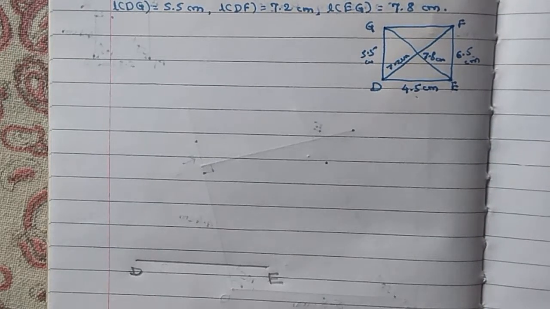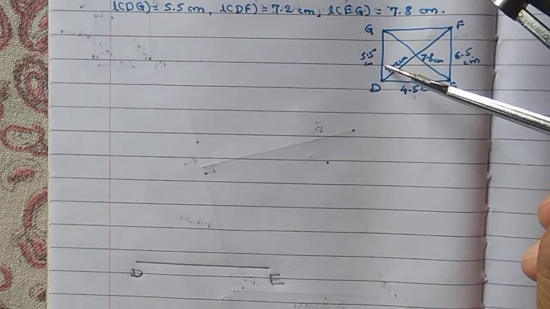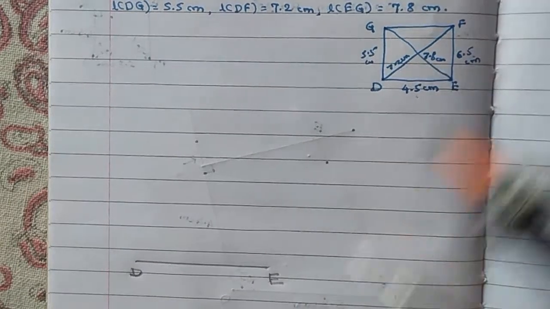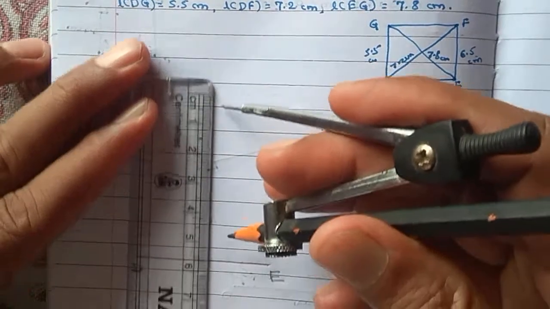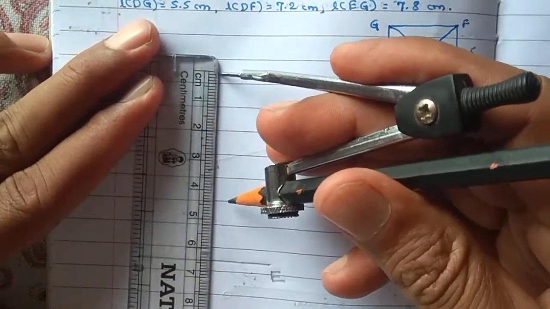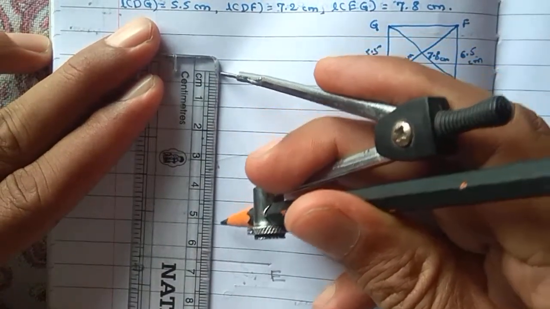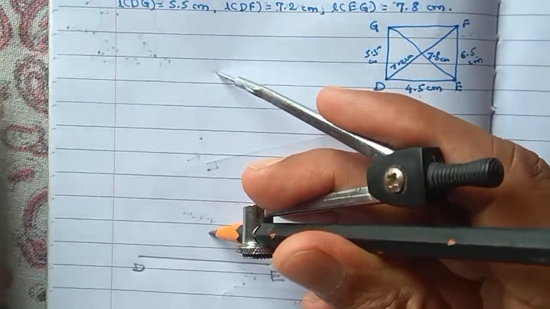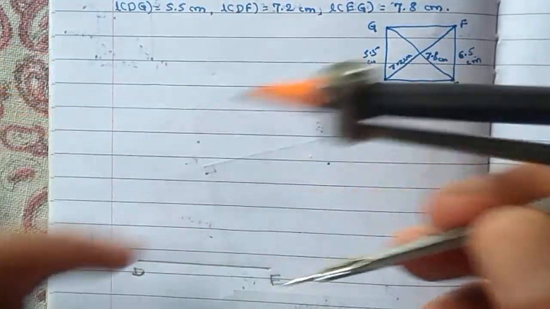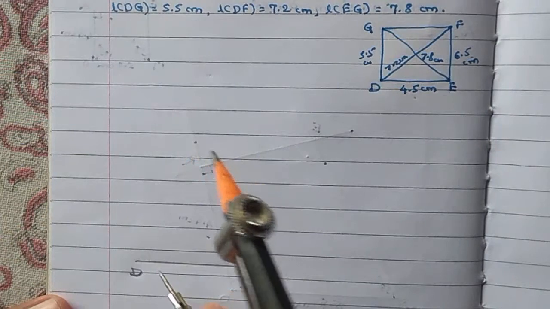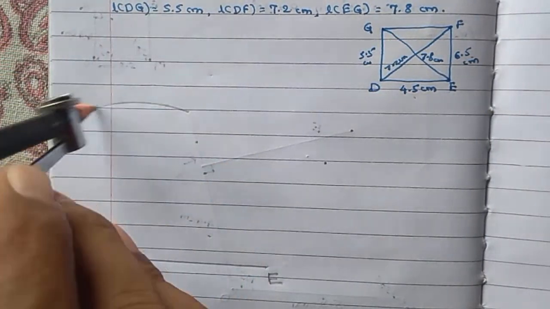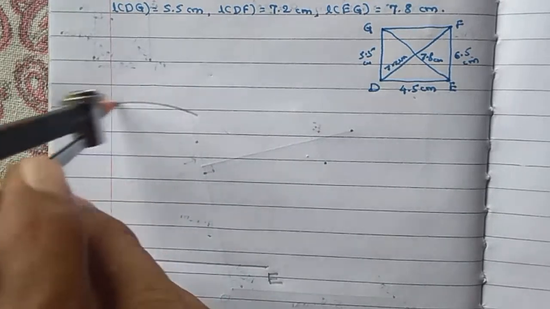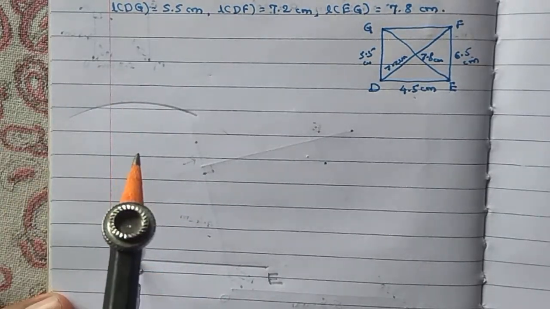Now first take this distance in the compass, 5.5 centimeter. So 5.5 centimeter distance in compass, exactly adjust it on 0, 5.5. Okay. The same distance you have to take from the point D and make an arc. Now we don't know the exact location, so make it a little bit longer.